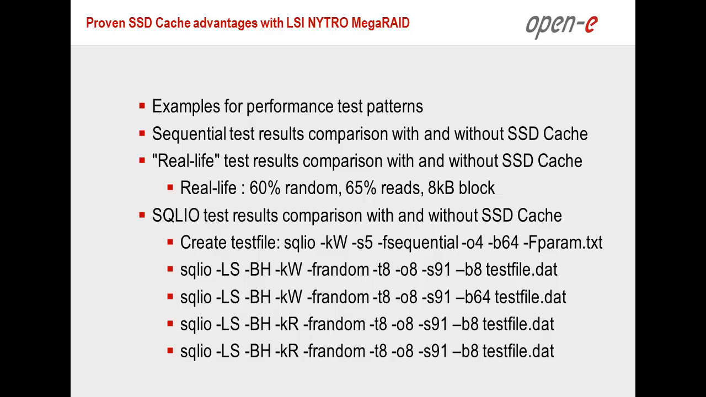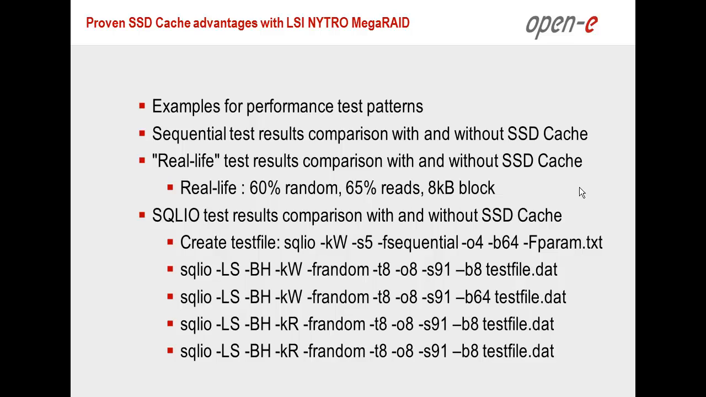So the very first step, we need to create the test file for the SQLIO, and here there is a line, create test file, that's SQLIO. Parameter K means read or write, so I will be writing. S is how many seconds. F can be sequential or random. O is how many outstanding I/O. B is the block size in kilobytes, and F is a file with the parameters.